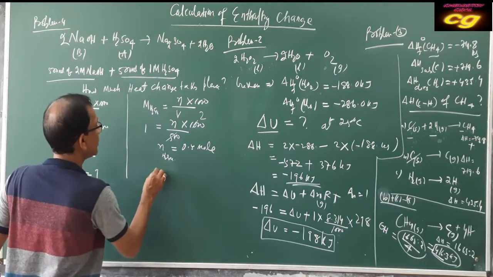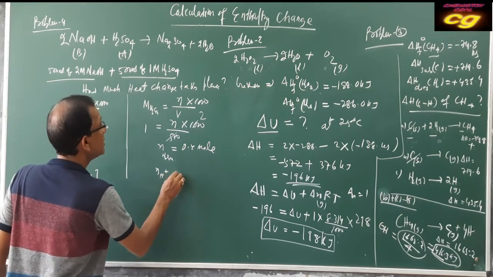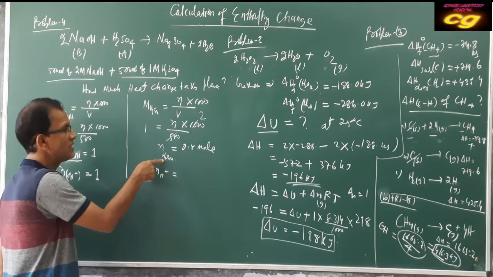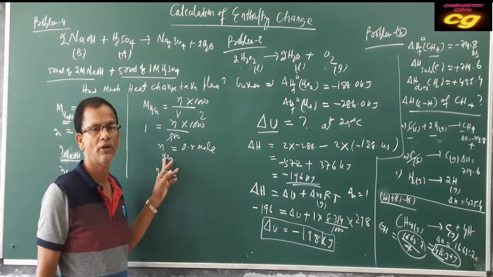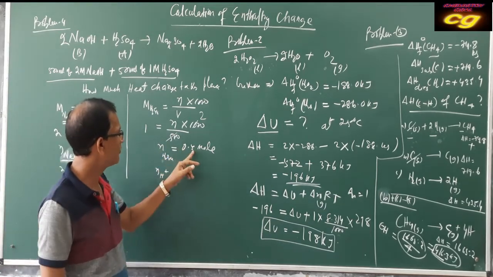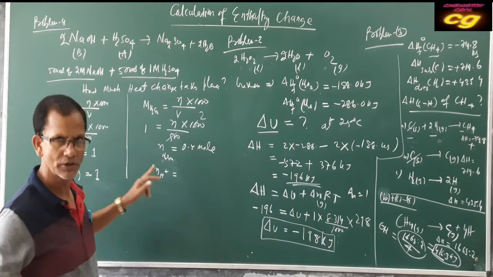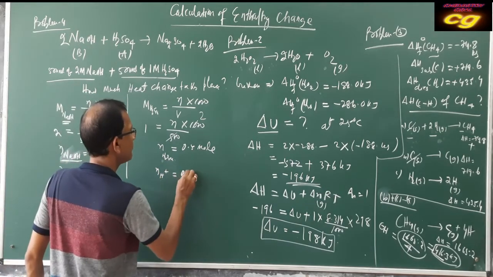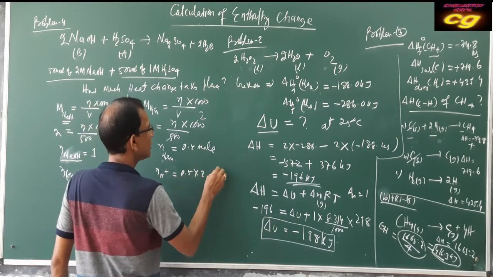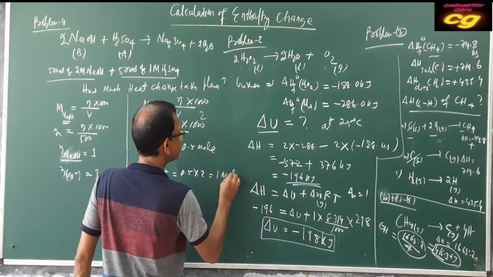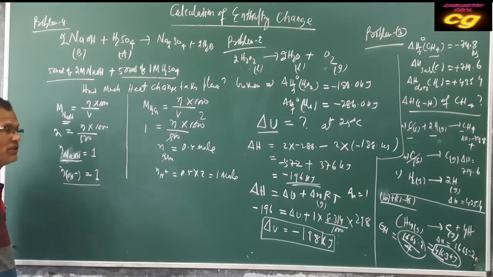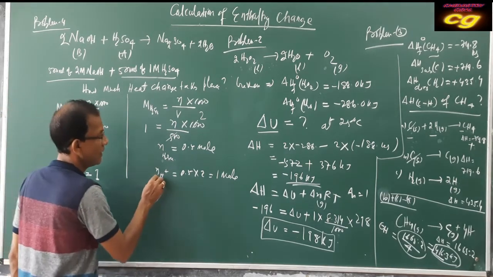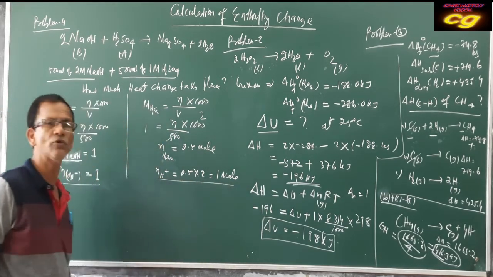But here, the number of moles of H plus is how much? If 1 molecule of sulfuric acid produces how much? 2H plus. So 0.5 mole produces how many H plus? Twice. That is 0.5 into 2. That is 1 mole. That means here you see the number of OH minus present in the solution is 1. The number of H plus ion present in the solution is also 1.